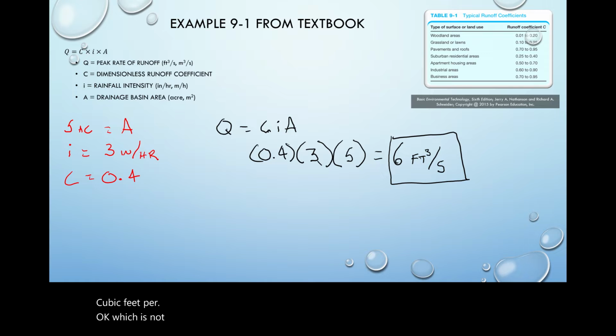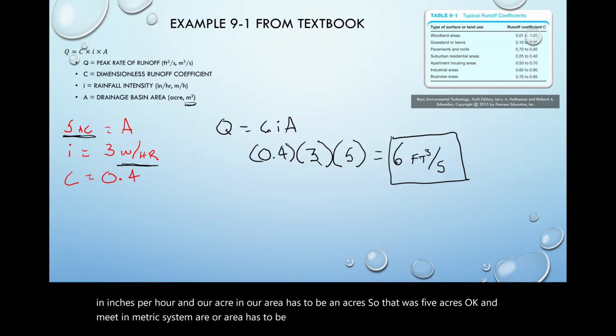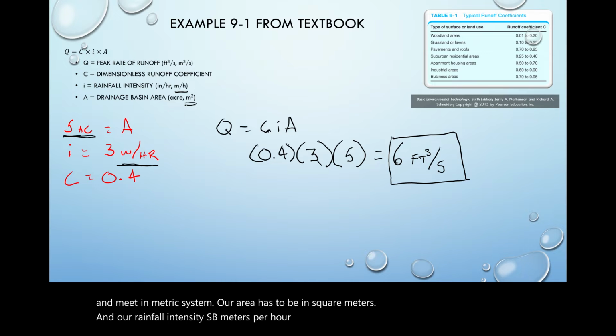So let's look at the units here. In the English units, Q is cubic feet per second. C is dimensionless, so there are no dimensions on it. I has to be in inches per hour, and our area has to be in acres, so that was 5 acres. In the metric system, our area has to be in square meters, and our rainfall intensity has to be in meters per hour. So just be mindful of your units when you're doing these calculations.